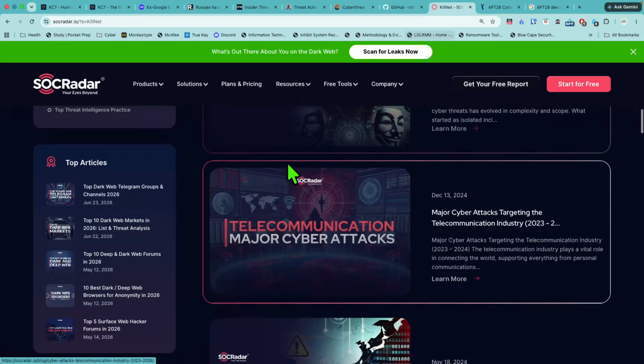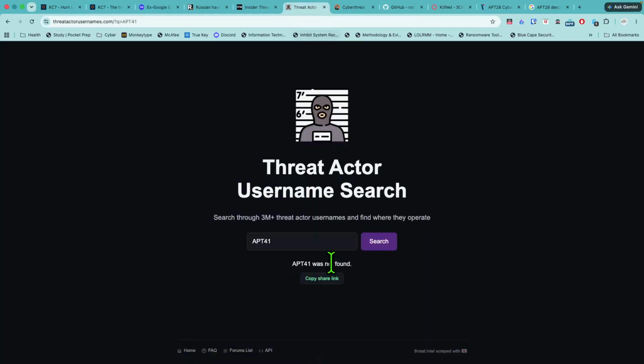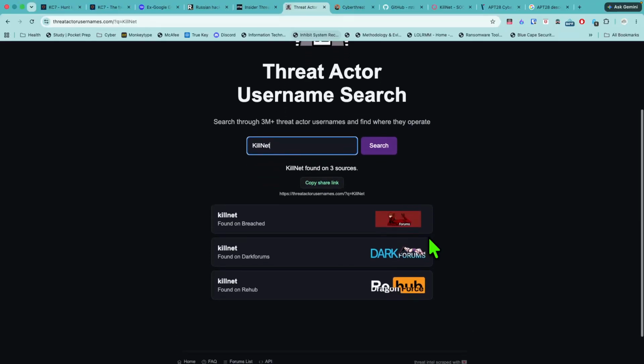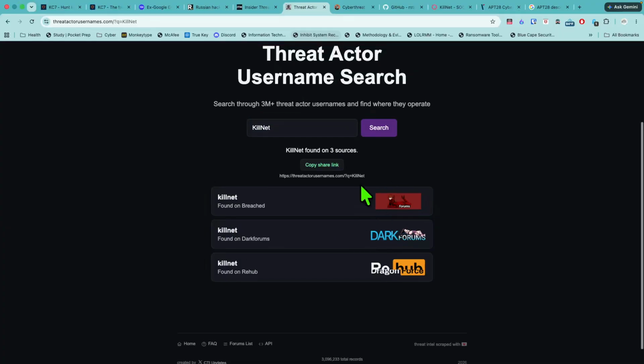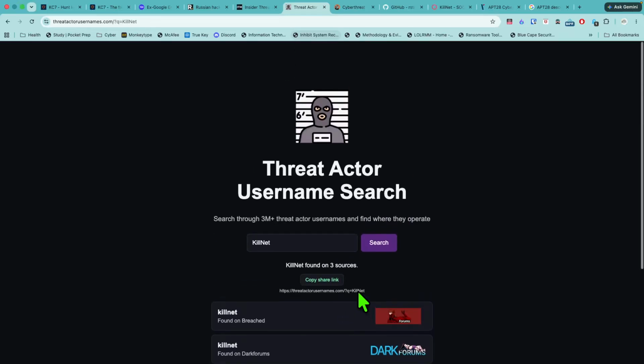There we go. And if I do this, I believe it should work. Killing it. There you go. Killnet found on 3 sources: breached, dark forums, and rehub. So if I click this, there you go. Interactive usernames, Killnet. And find where they operate. This is where they operate.